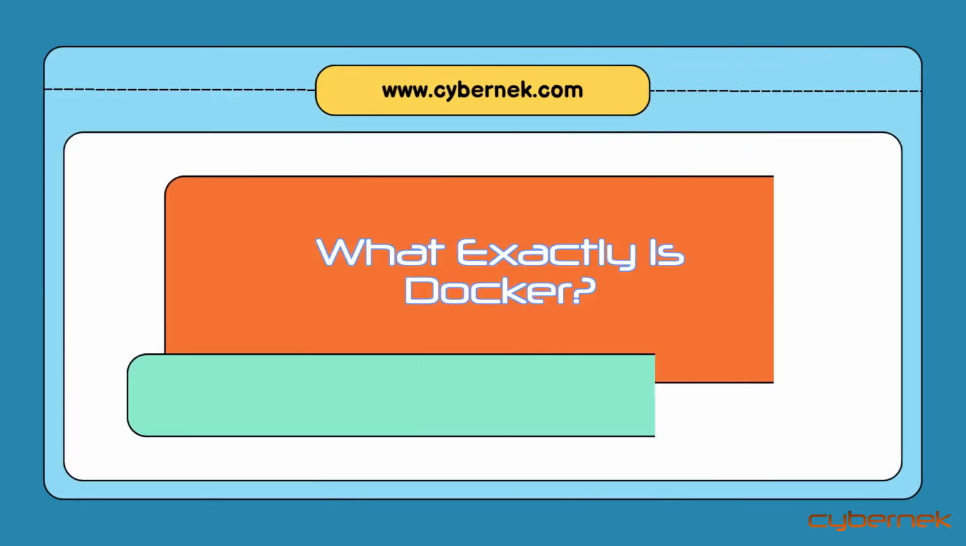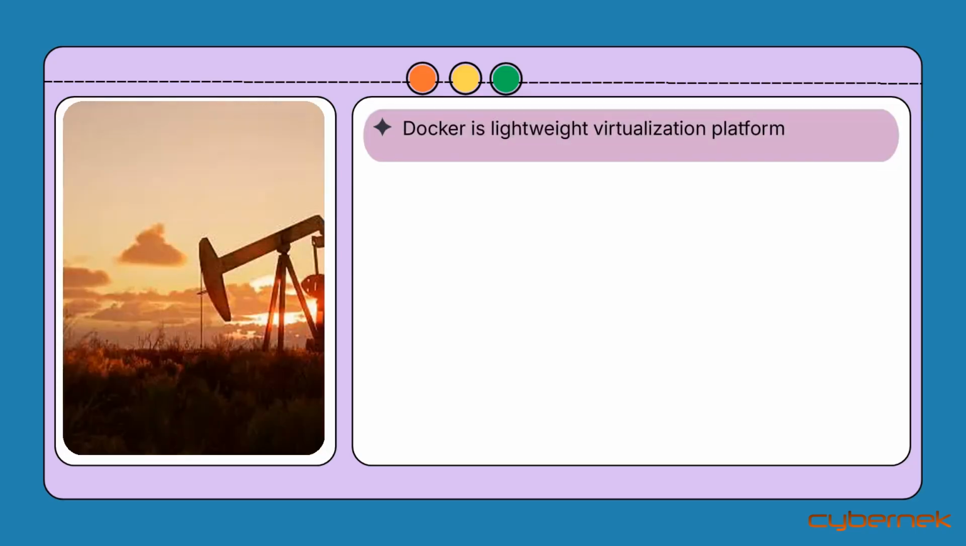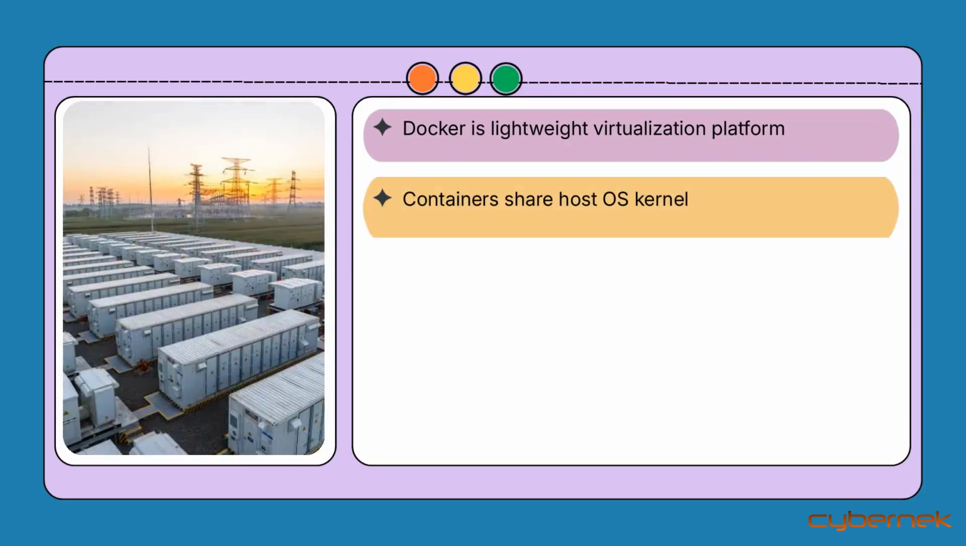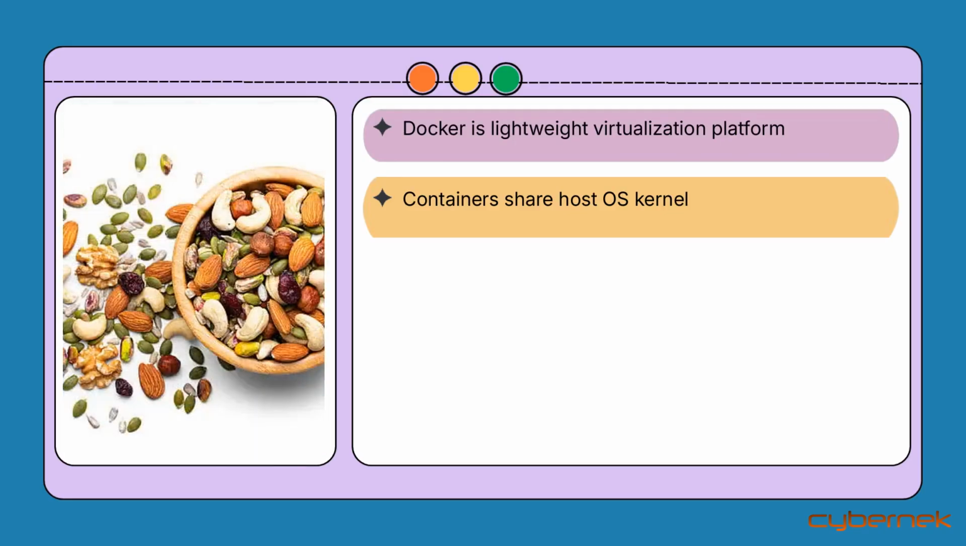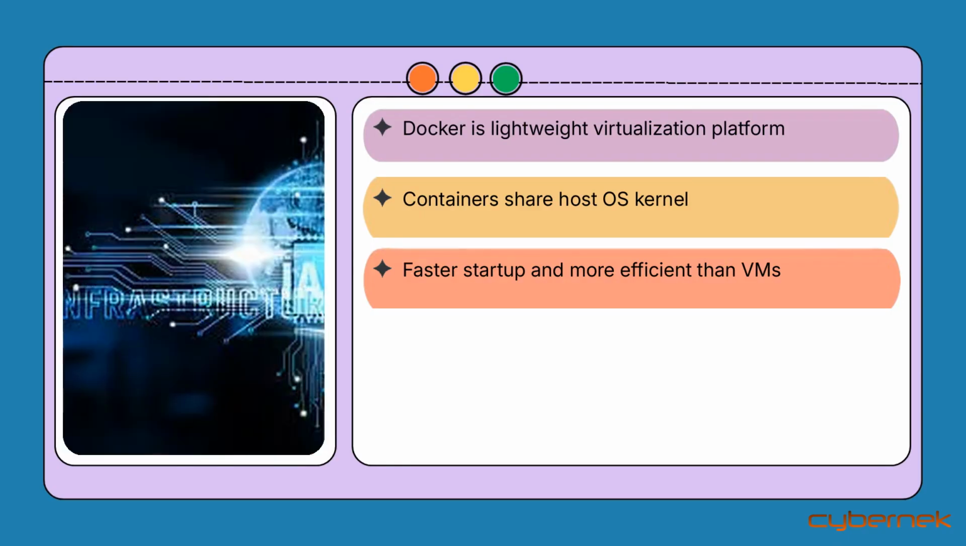What exactly is Docker? Think of Docker as a lightweight virtualization platform. While traditional virtual machines virtualize entire operating systems, Docker containers share the host OS kernel but isolate the application processes. This makes containers much faster to start and more resource efficient than VMs.